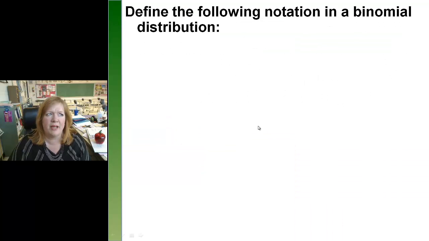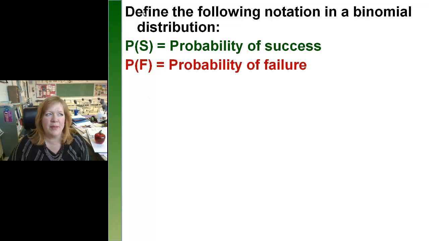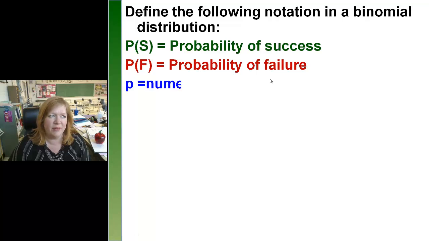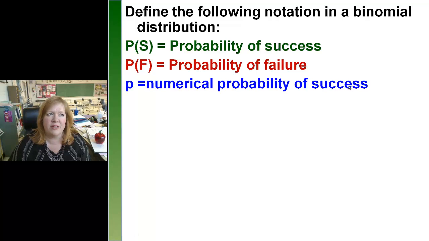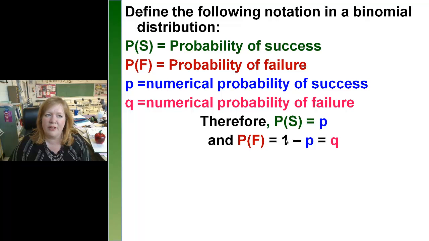Describe the following notation in a binomial distribution. First off, P of S is the probability of success, which I hope is highly probable for you guys. P of F stands for probability of failure, and p equals the numerical probability of success. So you'd say P of, like, two tails, equals some number. q is the numerical probability of failure, thus this is success, this is failure. They're complements. P of S equals p, and probability of failure is going to be 1 minus p, which equals q. So if you've got 20% success, let's say, then the probability of failure would be 1 minus that 20%, or 80%, or 0.8. That's their complements.